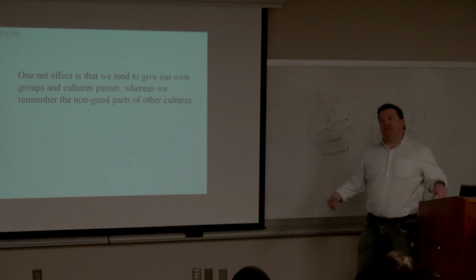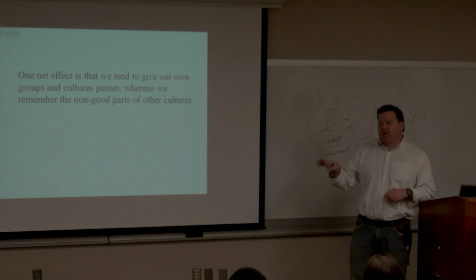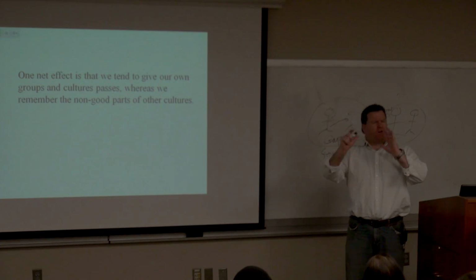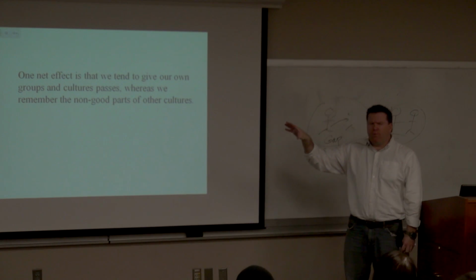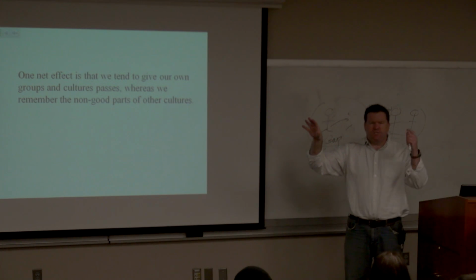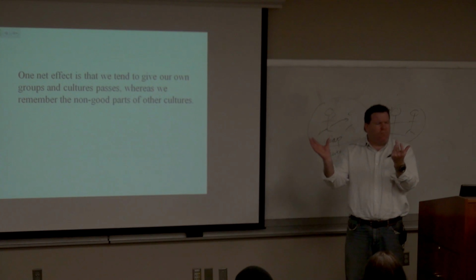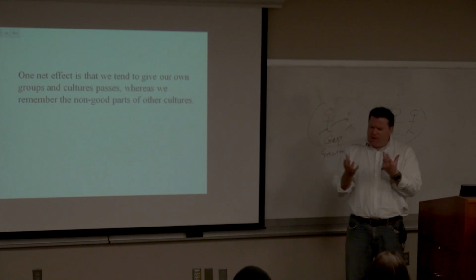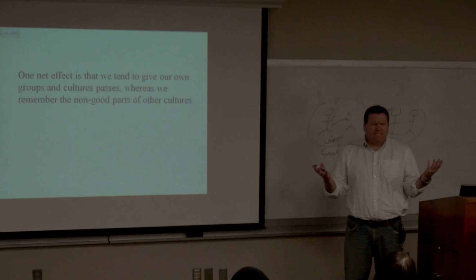So one net effect of these two tendencies is that we tend to give our own groups and cultures passes. Our group has done something, oh, well, that was just some members of the group. We see this now with religion a lot. Very often people will go, Islam or Muslims are all X. But we're aware that Christians or Jews or Buddhists vary widely. Why should we assume that all Muslims have one perspective? So you see this when people go, this person's Muslim, I bet they support terrorism. That doesn't make any sense.